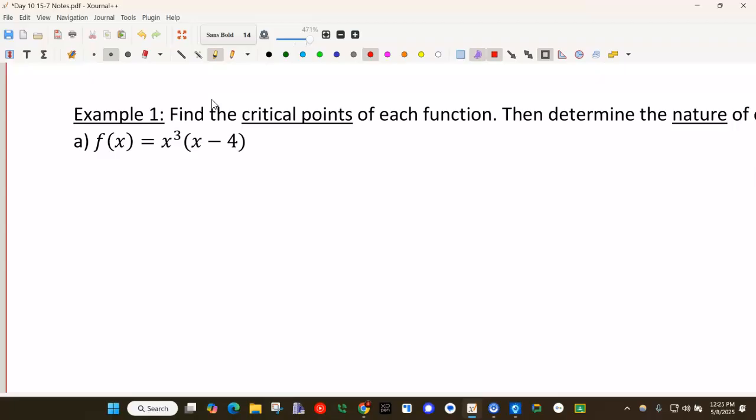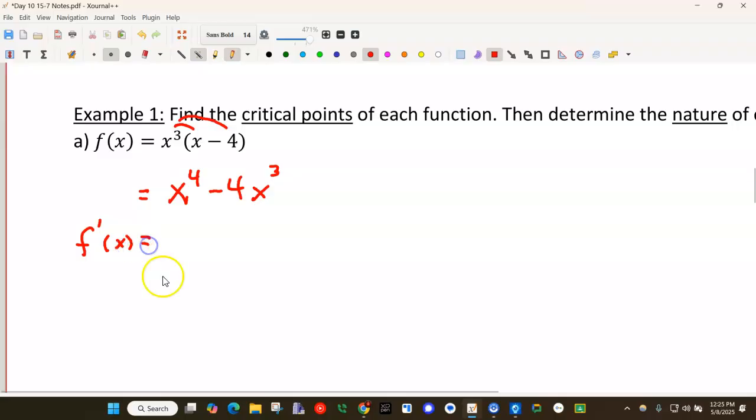And then we're going to do the second derivative next week, which is going to be something called concavity. So all those will be in one question. So let's start this off. First of all, it's not in a form that we can actually take the derivative of. So let's do that and get equals and distribute: x to the fourth minus 4x to the third. And take that derivative so we can find out when it's increasing and decreasing.